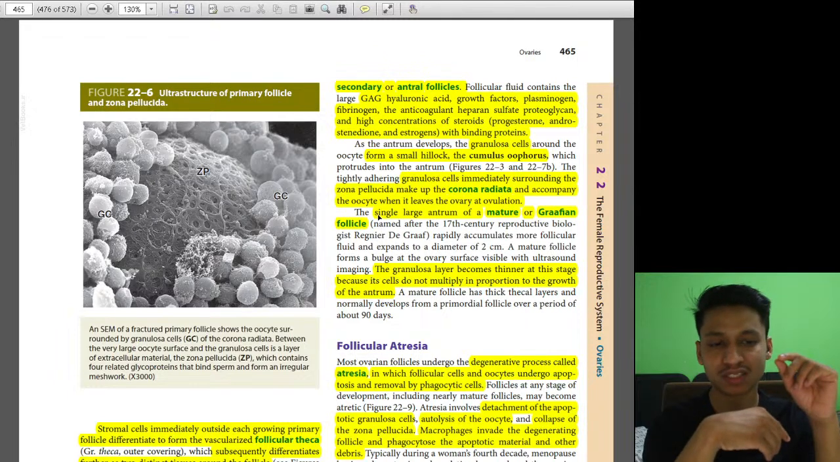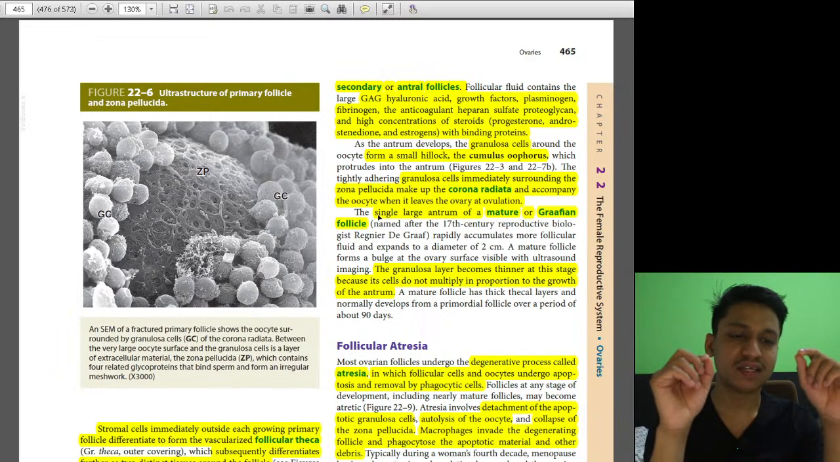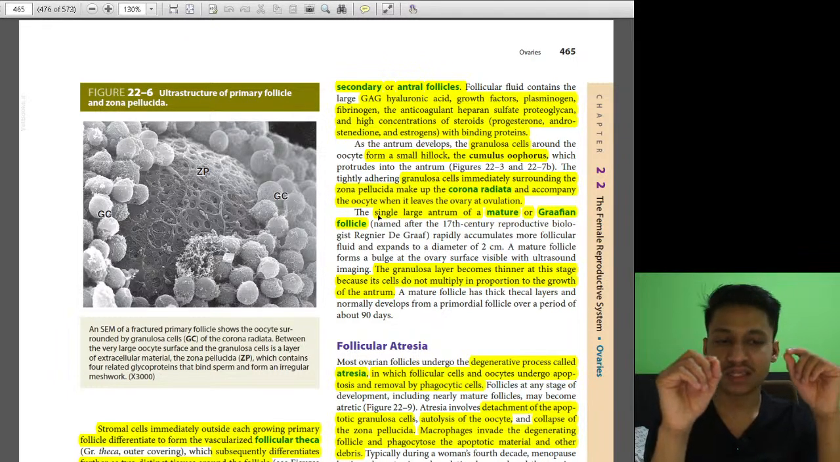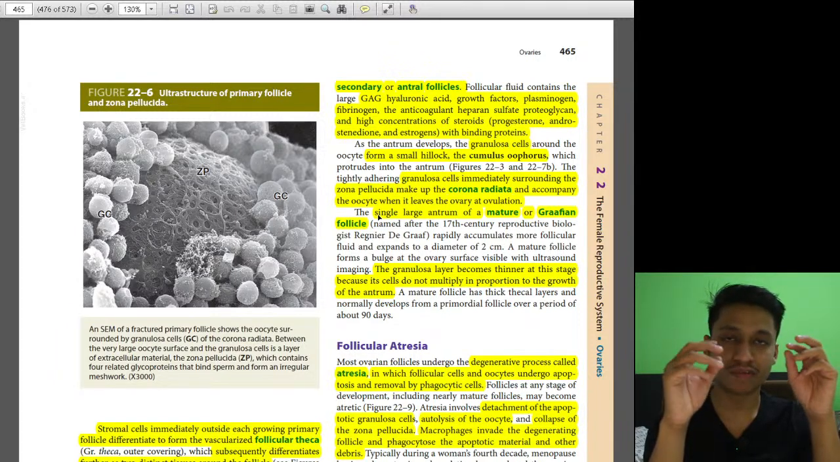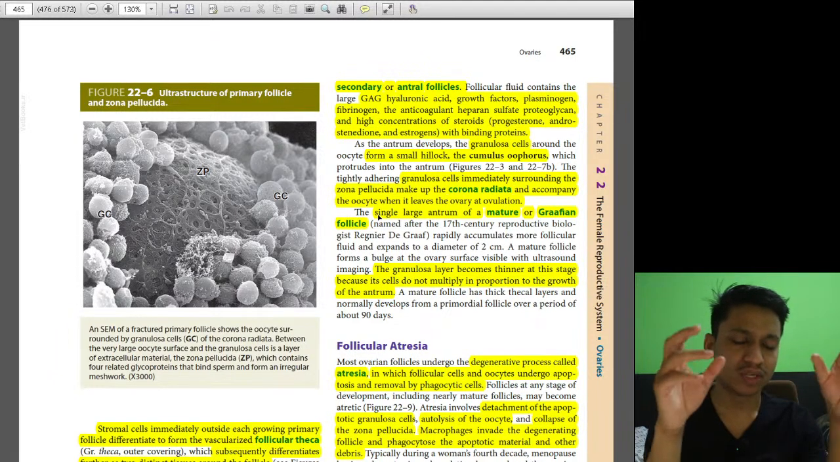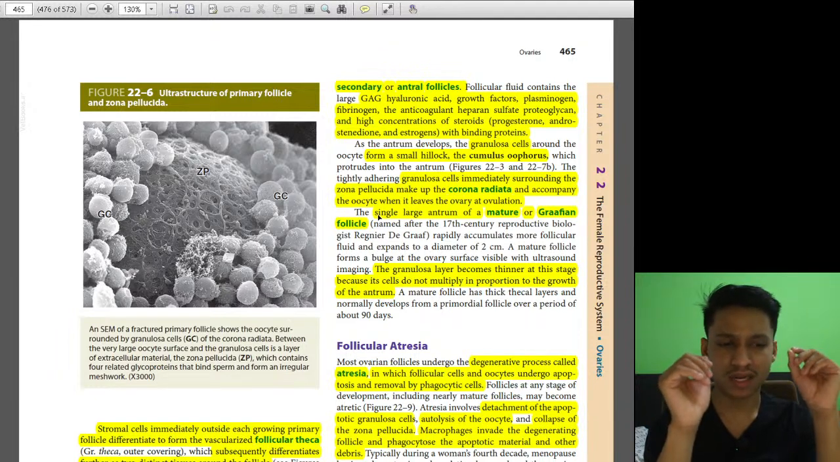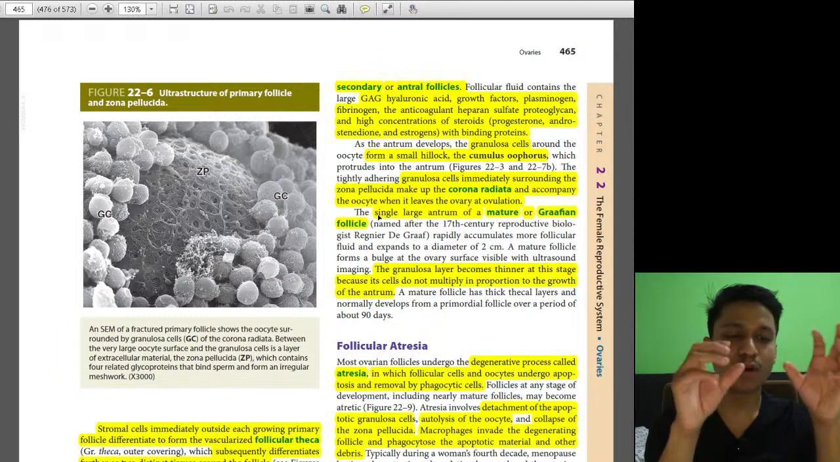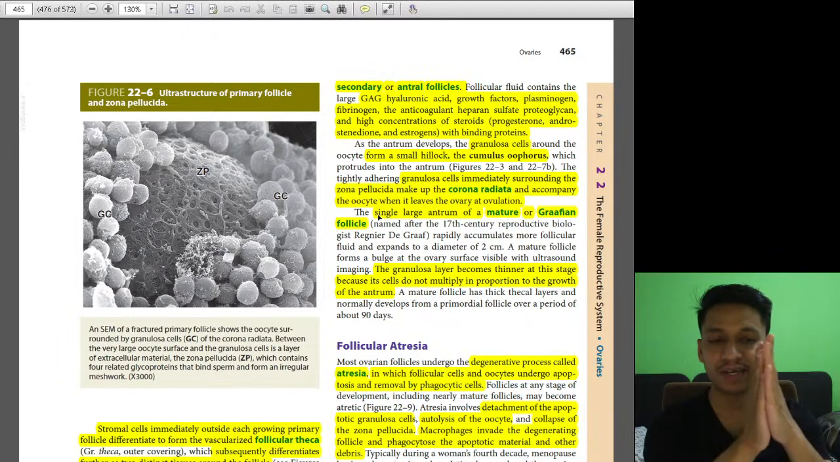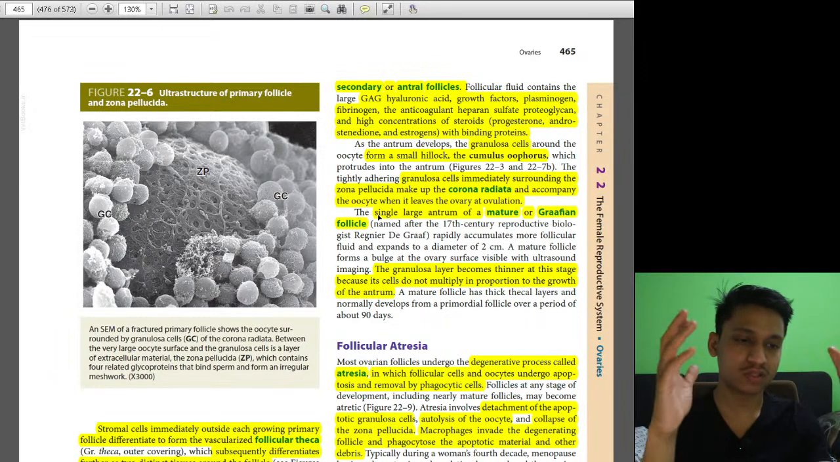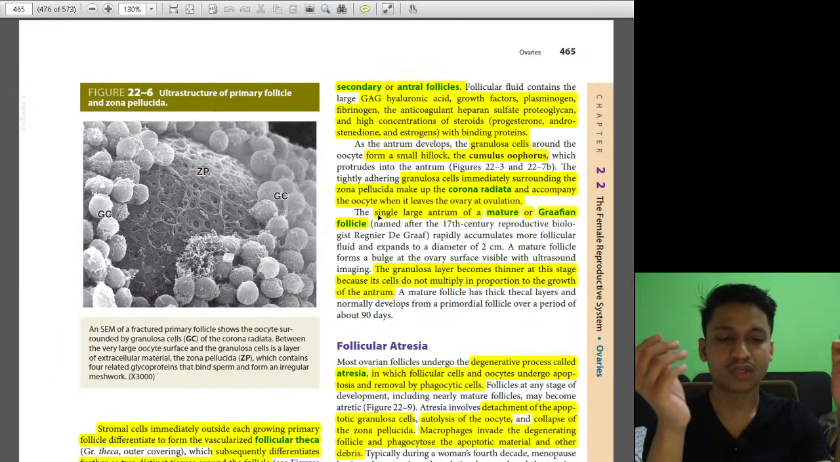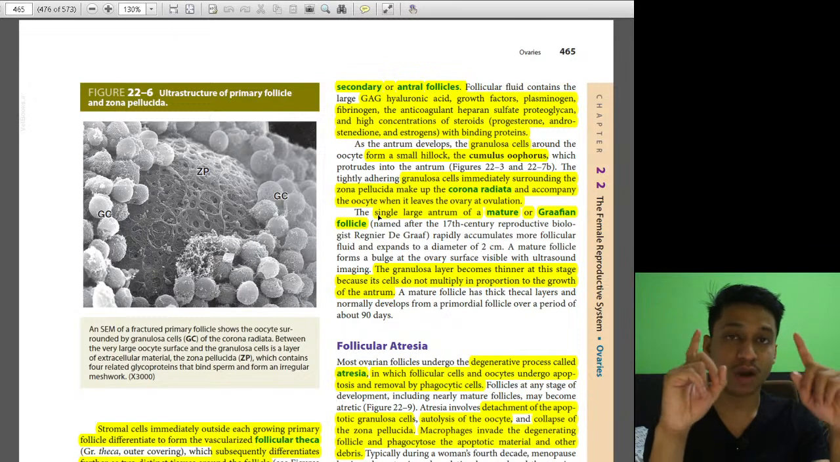The granulosa cell layer becomes thinner at this stage because its cells do not multiply in proportion to the growth of the antrum. The antrum keeps growing. A mature follicle has thick thecal layers and normally develops from a primordial follicle over a period of about 90 days. So this whole process from the primordial follicle up to ovulation takes 90 days to create one mature follicle.